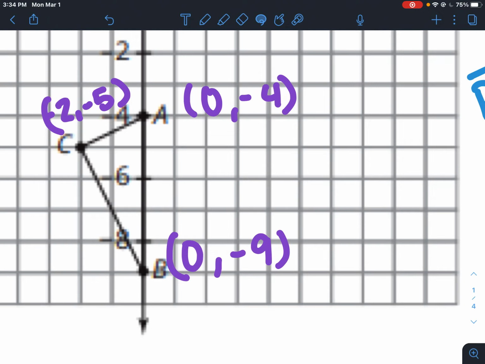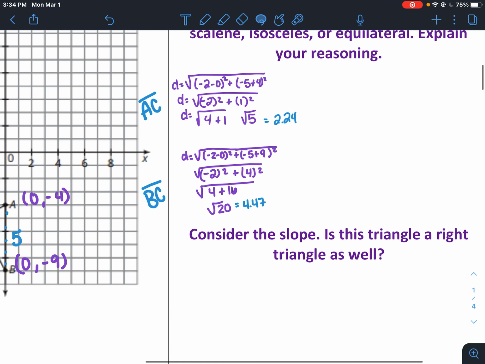We have 2 coordinates for AB, or since this is a vertical line, I can use these little boxes to count the distance. 1, 2, 3, 4, 5. It is 5 boxes long. So the distance of this side, AB, is 5 units, so 5 inches. Okay, so we have a side length of 2.24, a side length of 4.47, and a side length of 5.